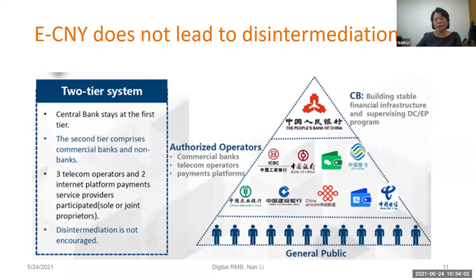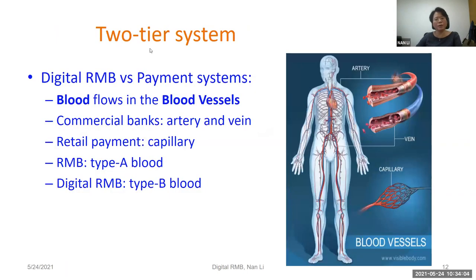And this so-called two-tier system, you can understand it as follows: our commercial banking system, as well as all of this retail payment system, is actually the blood vessels within our economic body. The RMB or digital RMB is just the blood flowing in these blood vessels. You can think of the commercial banks as the arteries or veins, the large vessels of this blood vessel system.